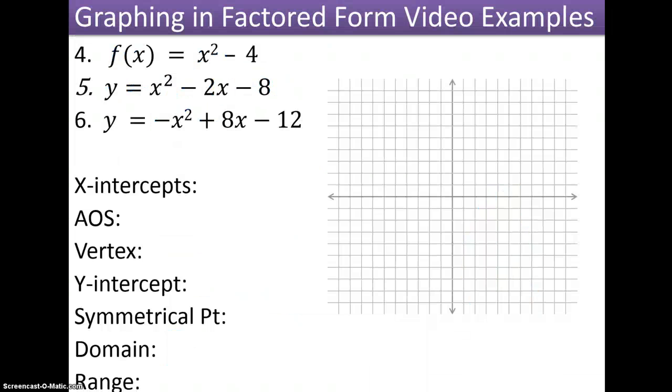All right, well, what do I want you to do tonight? Okay, I want you to do 4, 5, and 6. You have 3 problems that I want you to graph, find the x-intercepts, axis of symmetry, vertex, y-intercept, symmetry point, domain, and range for all 3 of those problems. Tomorrow we'll go over them in class and see how we did.